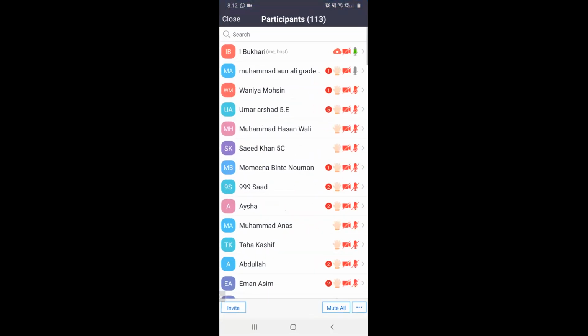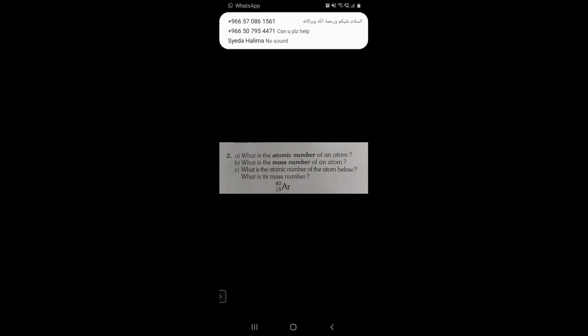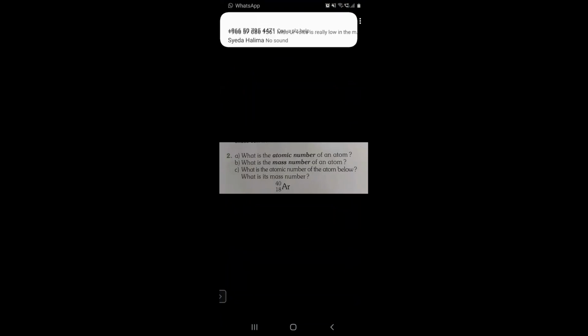Okay, part C. Muhammad, you ask. What is the atomic number of the atom below? Okay, who is going to answer? Ma'am, may I answer it myself? You want to answer it yourself? Yes, ma'am. Okay, go ahead. The below atom is the short form of argon, and its atomic number is 18. Very good. 18 is the correct answer for the atomic number of argon. Very good. 18 is the atomic number, right?